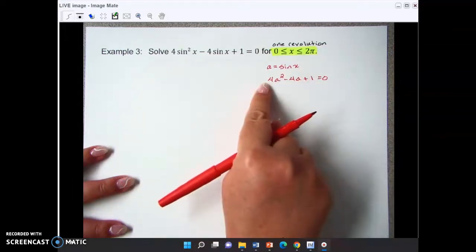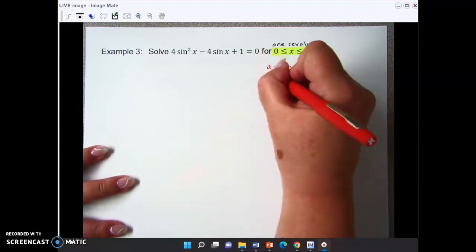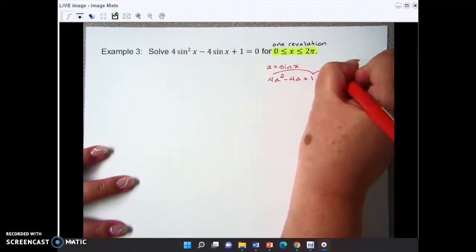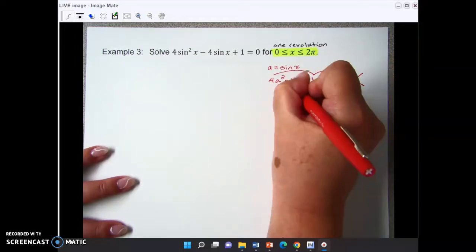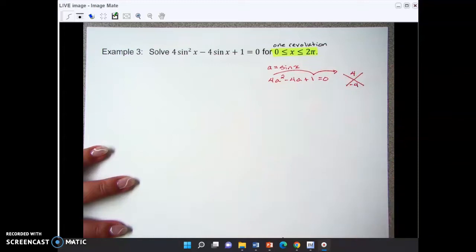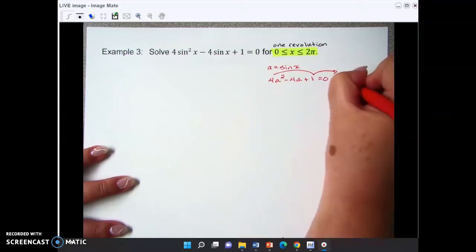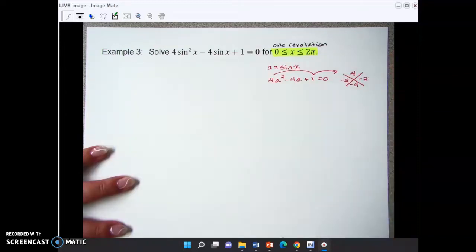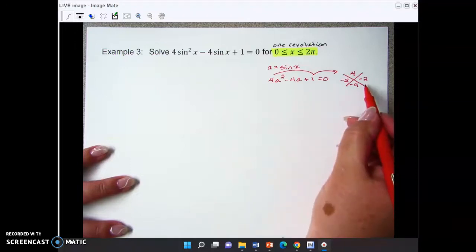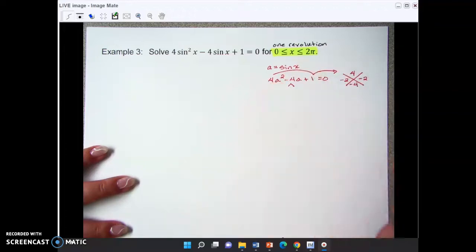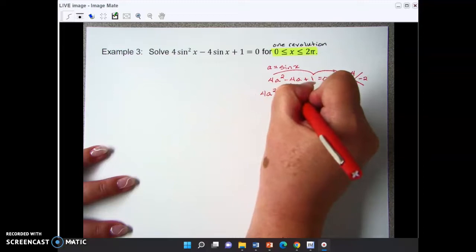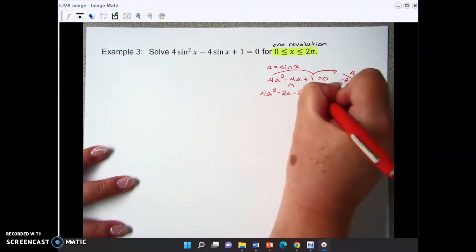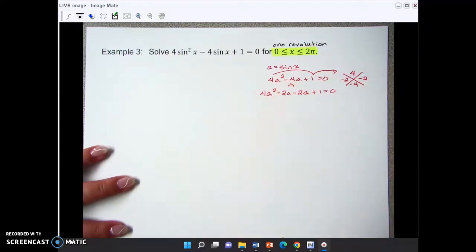So again, I have a 4 in front of the squared term. So I'm going to do my hop, skip, and a jump and say 4 times 1 is 4, and my middle term is negative 4. So hopefully you notice that negative 2 times negative 2 gives me 4, and negative 2 plus negative 2 gives me negative 4. So I'm going to split this negative 4a, and we've got 4a squared minus 2a minus 2a plus 1 is equal to 0.